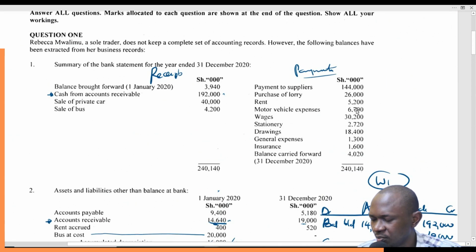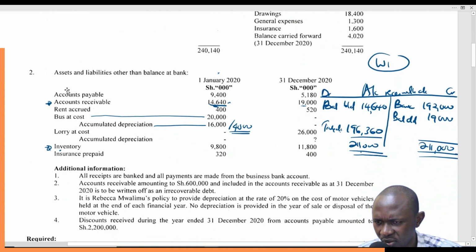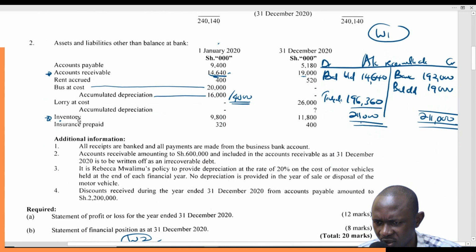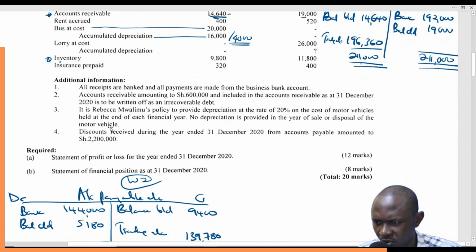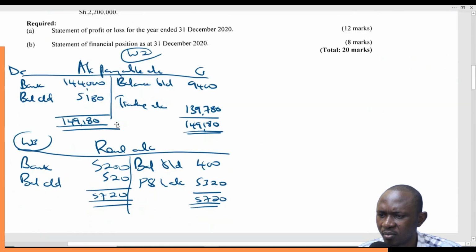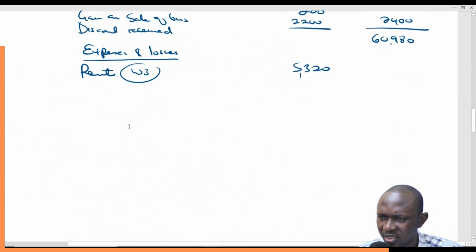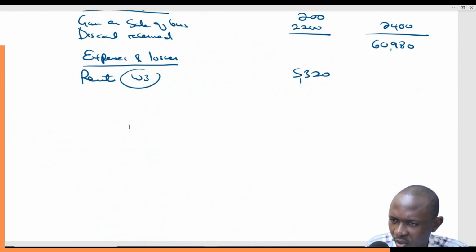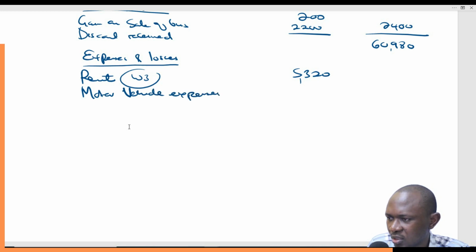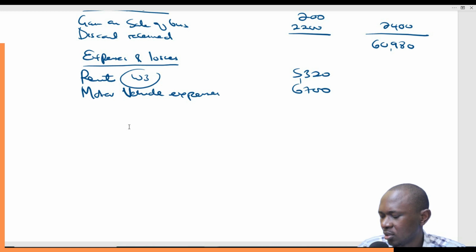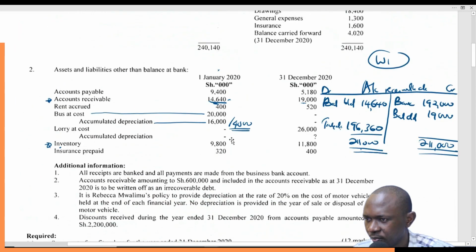Rent, motor vehicle expenses 6,700. Do you have anything here for motor vehicle expenses? There's nothing, so you write it as it is. Motor vehicle expenses 6,700. Then we move to the next item.